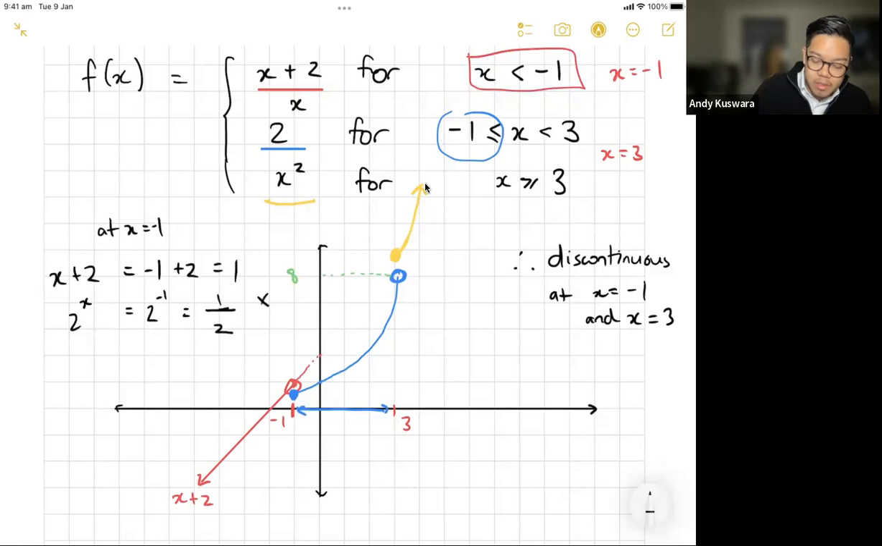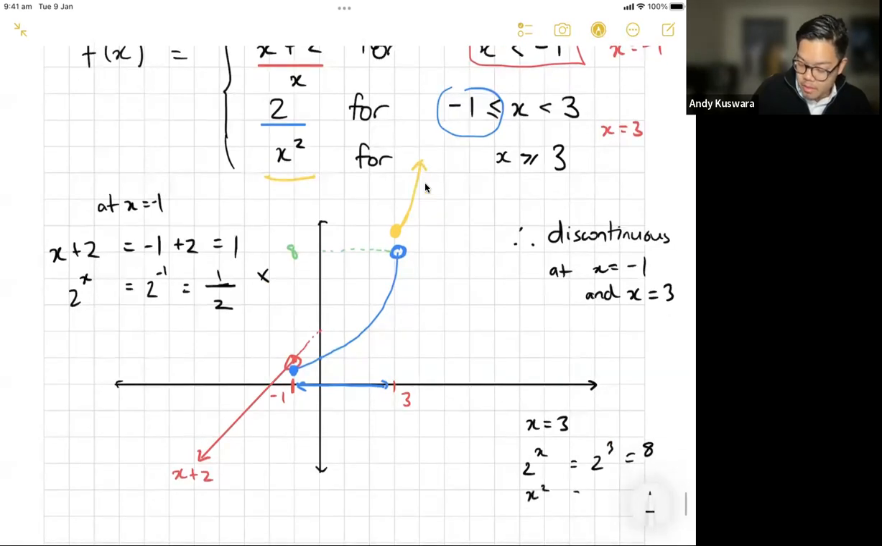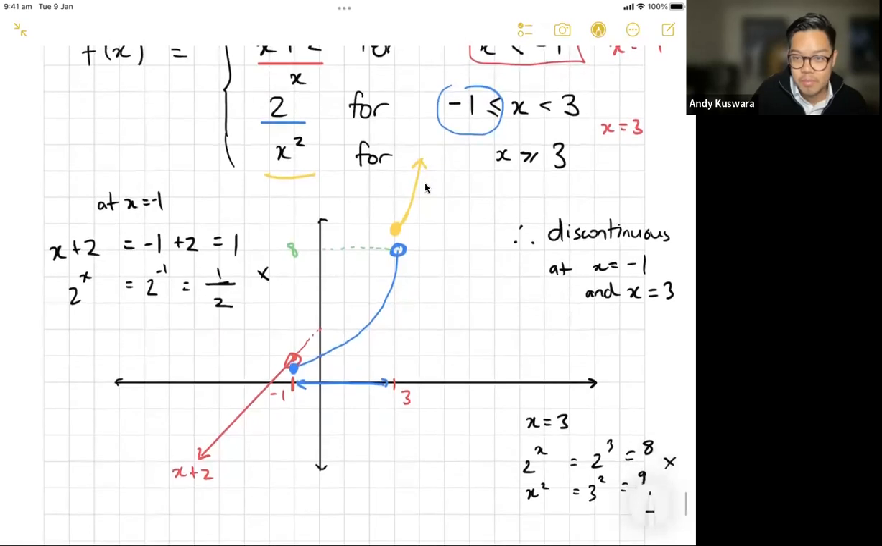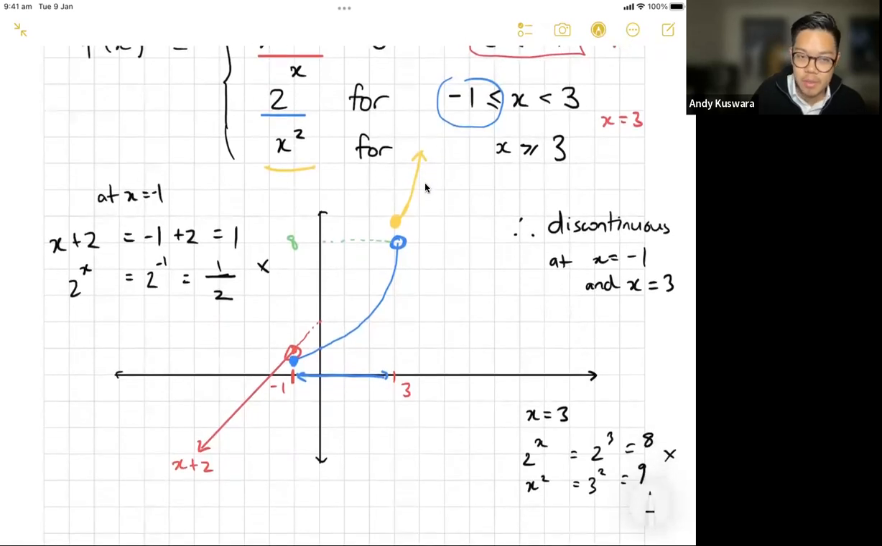So we see here it's not continuous. Then we can do the same thing for x equals 3. We can test 2 to the x, which is 2 to the 3, which is 8. But for the other one, x squared, you have 3 squared, which is 9. We see here that it's also not continuous. It's close, but not quite continuous. So we would say it's not continuous at those points.